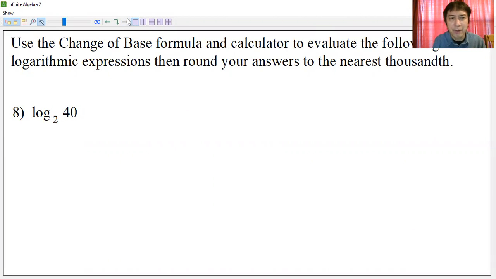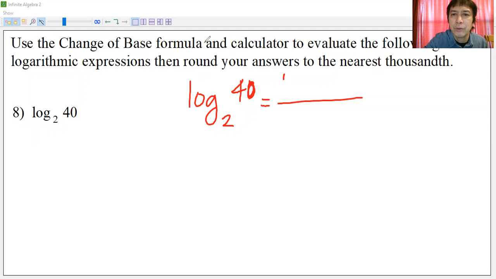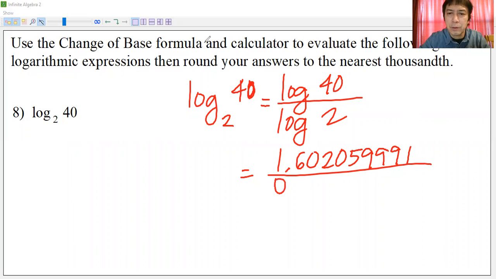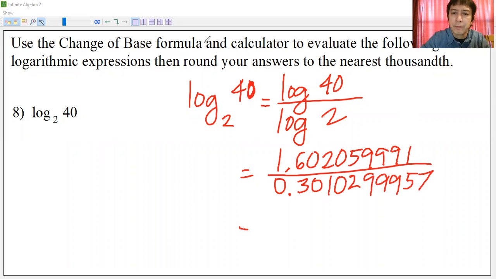All right, here's the last number. Logarithm of 40 base 2. This is logarithm of 40 base 2. This is equivalent to logarithm of 40 divided by logarithm of 2. So we have logarithm of 40, that should be 1.602059991. And then we have logarithm of 2. This is 0.301029996. And so we'll just divide this.